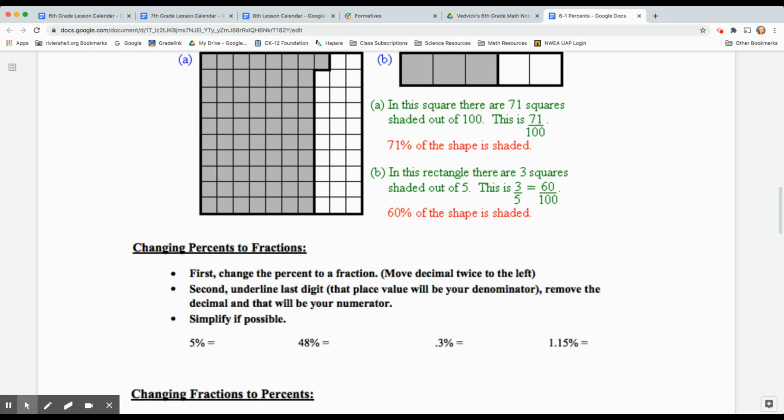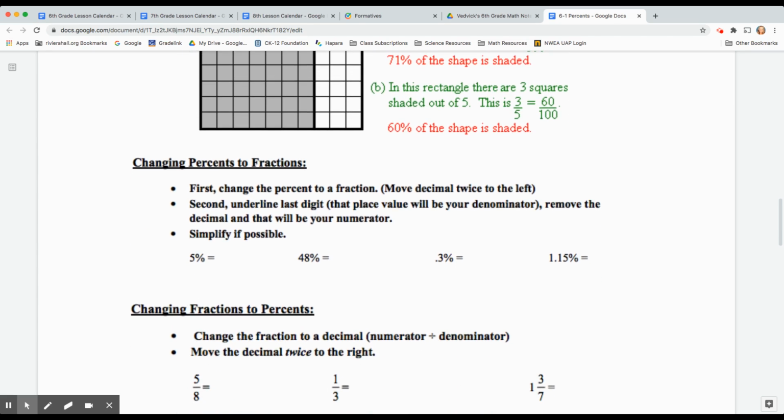Again, it's because you're taking this percent out of 100. Out of, if you ever see that in a word problem, that means division. So divide by 100, move the decimal place 2 places. Then you want to underline and look at your last digit to determine what position that is. That way you know what the denominator is, and then simplify if possible.